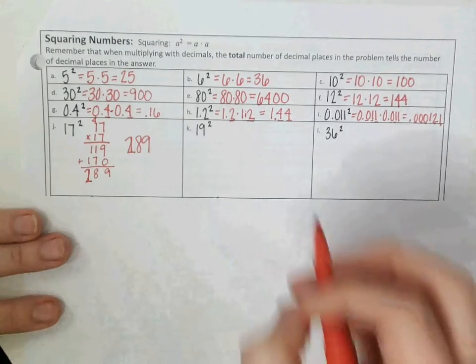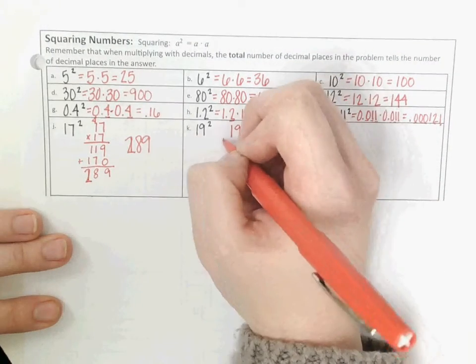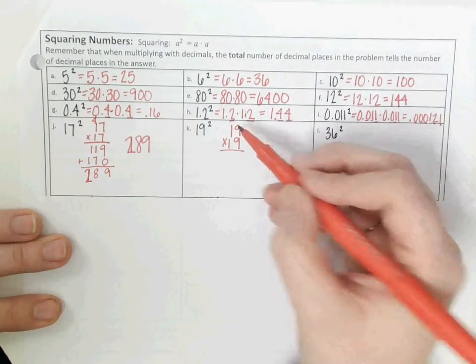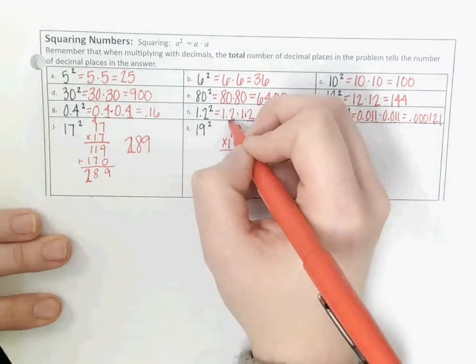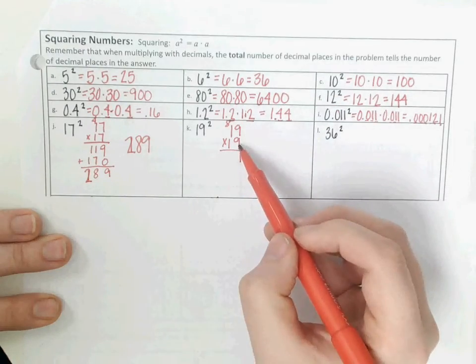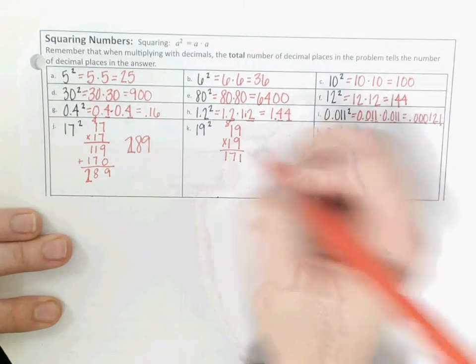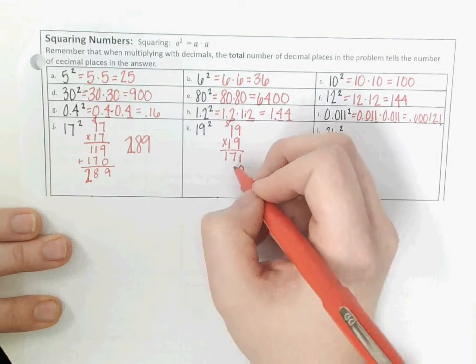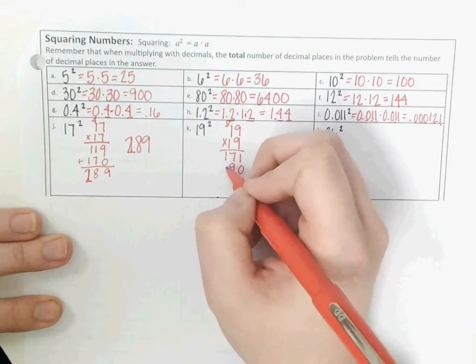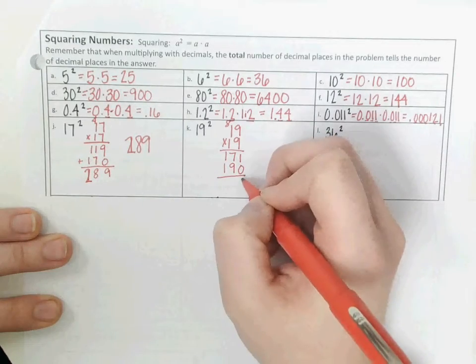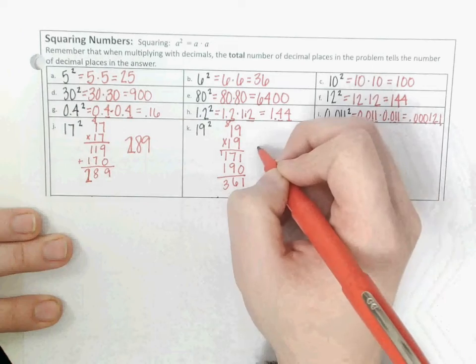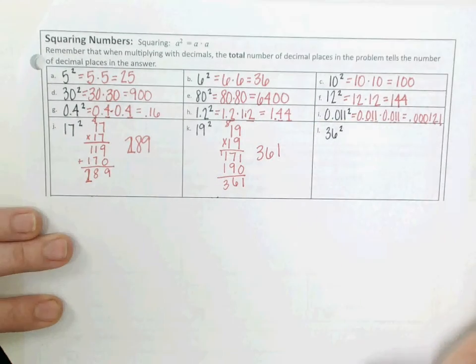Letter K is 19 squared. So again, we do 19 times 19. We do it the same way we just did this one. So we do 9 times 9 is 81. Carry the 8. 1 times 9 is 9. Plus 8 is 17. We start a new line, so we put a 0. Then we have 1 times 9 is 9. 1 times 1 is 1. Then we add. So we'll get a 1. This is 16, so we carry a 1. And we get a 3. So our answer is 361.